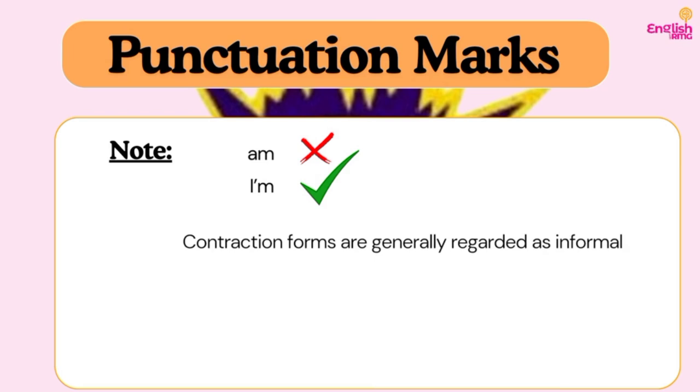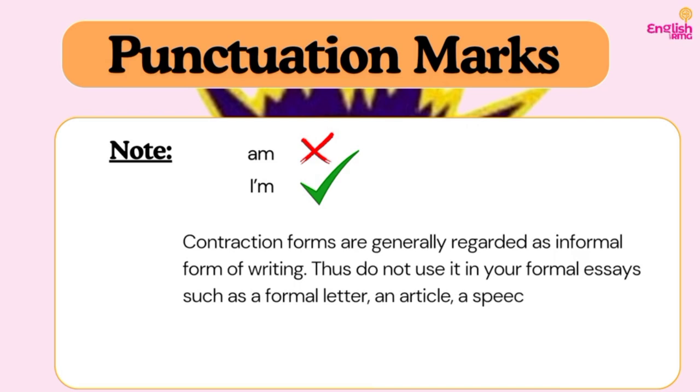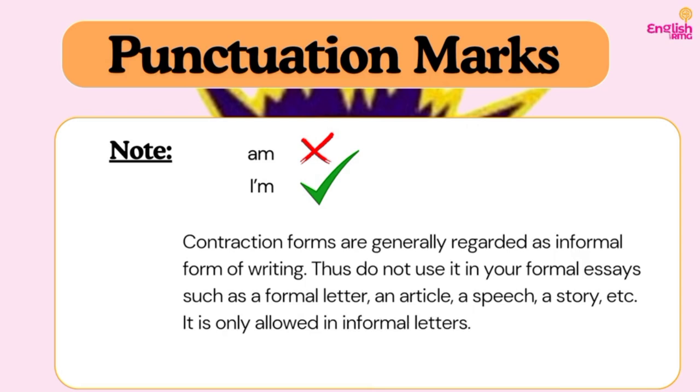Also, I would like you to know that contraction forms are generally regarded as an informal form of writing. That is, all of the examples that I've given you, she's, she'd, I can't, all of those contractions, that is when you don't write the spelling in full, they are not allowed in formal essays, in formal writing, such as your formal letter, an article, a speech, a story. You want to write an interview, do away with them. They are only allowed in informal writing.